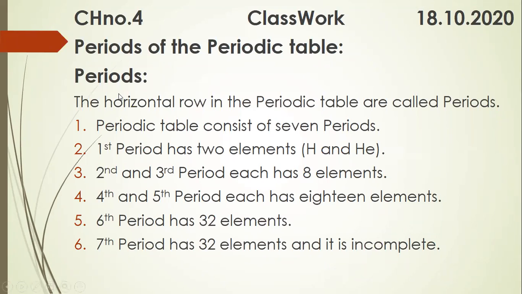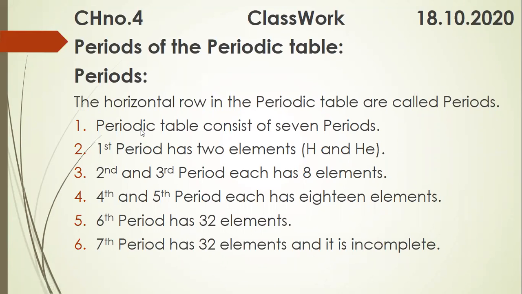Okay. Bismillah ar-Rahman ar-Rahim. Boys, this is 18th October 2020. Periods of the periodic table. In the last session of the class, we covered the groups. Here we will discuss periods. The horizontal rows in the periodic table are called periods. From left to right, it is called periods.